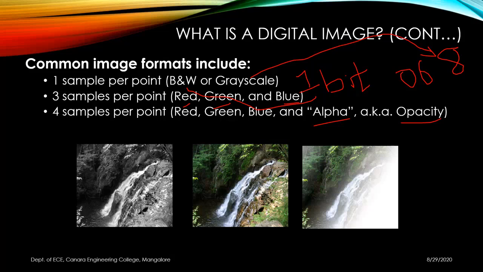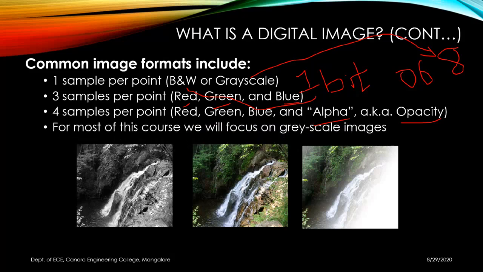And for most of this course we'll confine ourselves to grayscale images, 8 bits per pixel, or 1 bit per pixel kind of image, because most of the real-time problems are converted into grayscale images and then processed, because it will save a lot of processing time and resources.